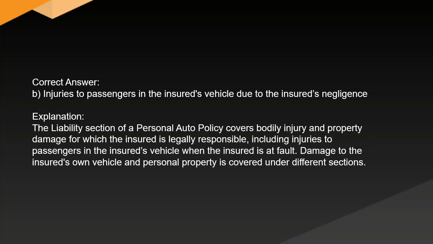Correct answer. B. Injuries to passengers in the insured's vehicle due to the insured's negligence. Explanation. The liability section of a personal auto policy covers bodily injury and property damage for which the insured is legally responsible, including injuries to passengers in the insured's vehicle when the insured is at fault. Damage to the insured's own vehicle and personal property is covered under different sections.